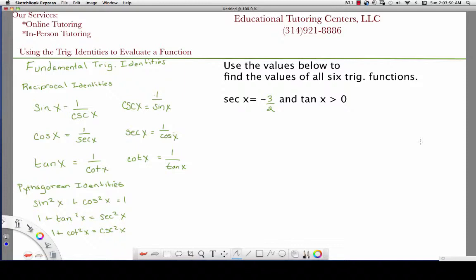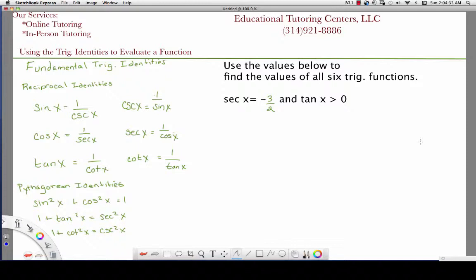Now today I am going to do a video for a trigonometry course, and this is at the college level. You might also see a problem like this in an advanced math course in high school. This problem says use the values below to find the values of all 6 trig functions. And the information that's given is that the secant x is equal to a negative 3/2 and the tangent x is greater than 0.